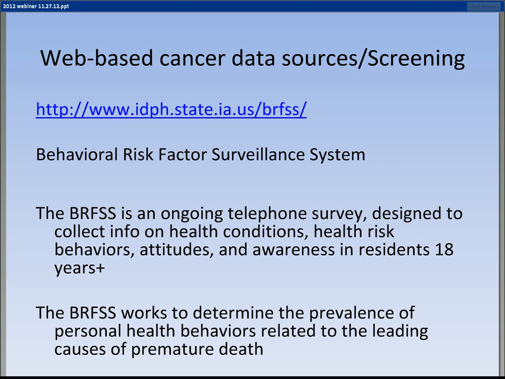The BRFSS is an ongoing telephone survey designed to collect information on health conditions, risk behaviors and attitudes, and awareness in residents who are 18 years of age and older. The main goal of this is to try to determine the prevalence of personal health behaviors relating to the leading causes of premature death. So it's done by random digit dialing. It's been a little bit more difficult over the last few years when people are not using their landline telephones as much and are all on cell phones, but they've still been able to collect the data.